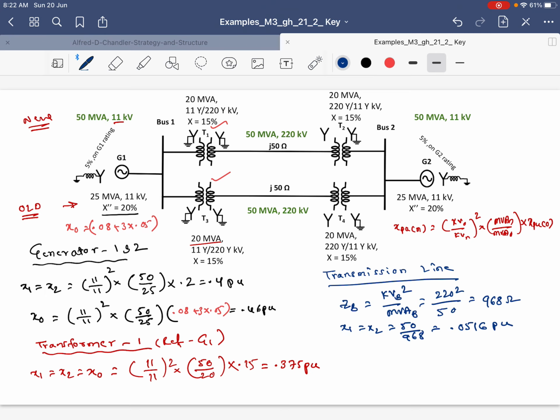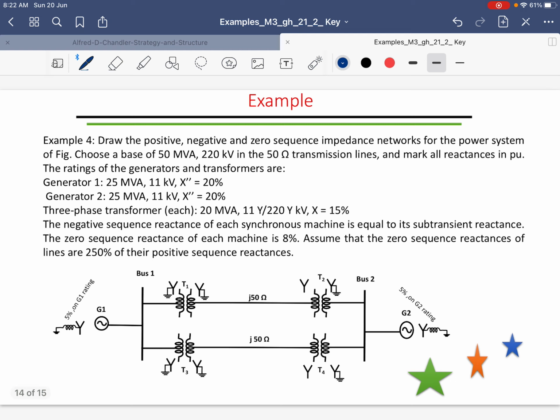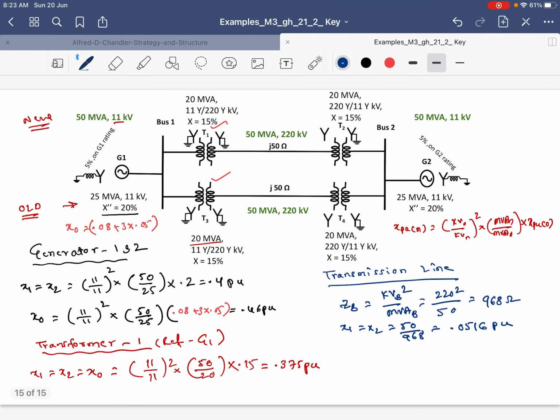Then what is given is x naught, we just have to look into x naught of the transmission line. What is mentioned is the zero sequence reactance of the lines is 250% of their positive and negative sequence reactance. Therefore, what I am taking here is x naught is equal to 2.5 times 0.0516. So that what I am getting is 0.129.